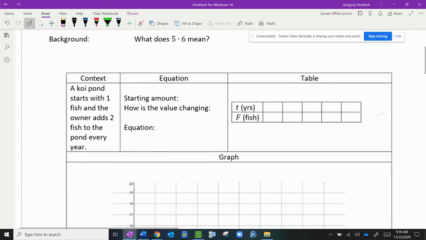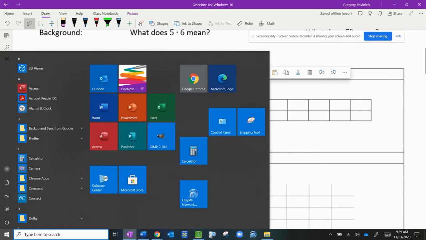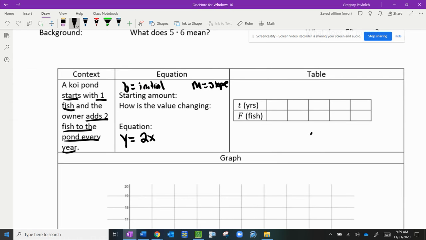So here we go. A koi pond starts with one fish. So that starts would be our initial. Sounds like our B. And the owner adds two fish to the pond every year. So that sounds like our slope. So my equation is 2 added per year, and I start off with 1 fish. There's my equation.